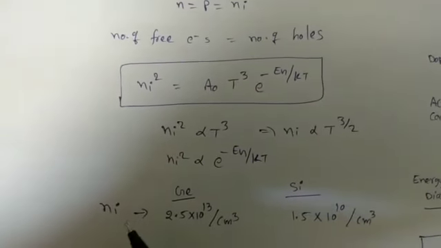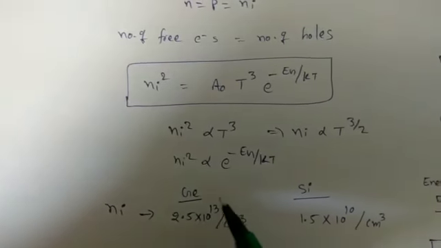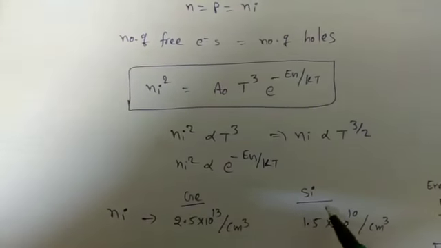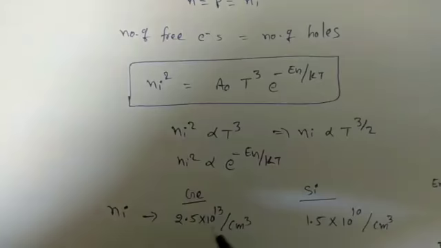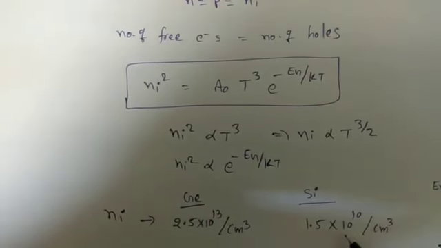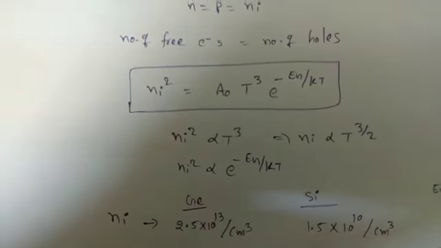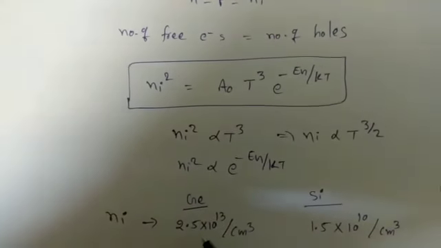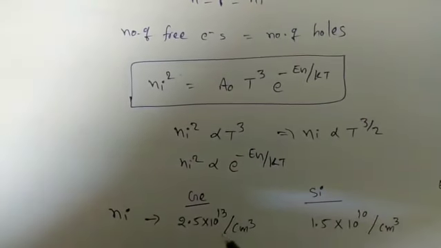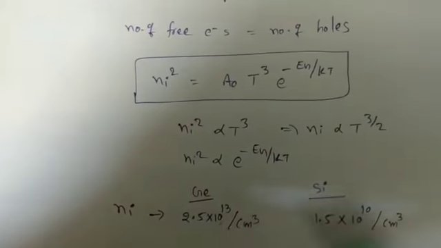Next one is, what is the intrinsic concentration in germanium? We have two types of semiconductors, germanium and silicon. In germanium it is 2.5 into 10 to the power 13 per centimeter cube. In silicon it is 1.5 into 10 to the power 10 per centimeter cube. Sometimes in the question they will mention this intrinsic concentration, sometimes they don't. So we need to remember these two values.